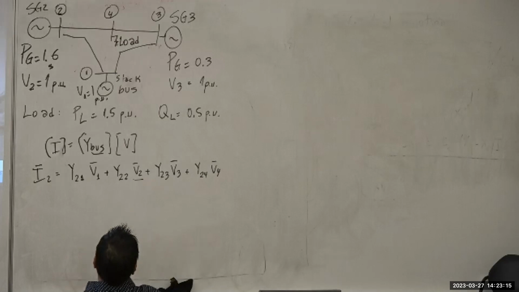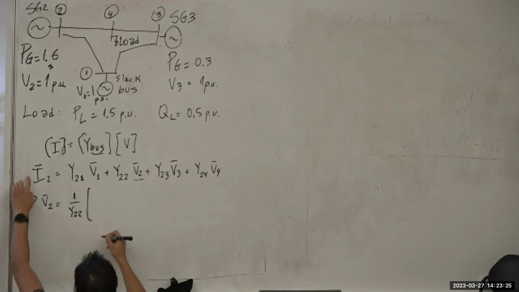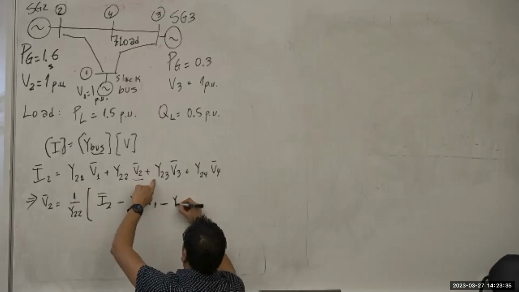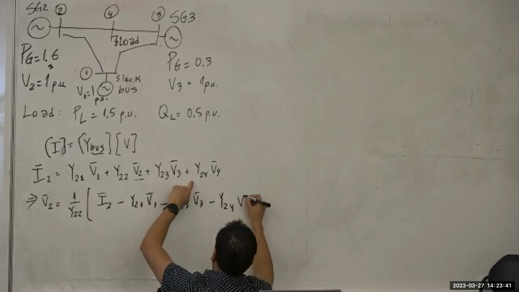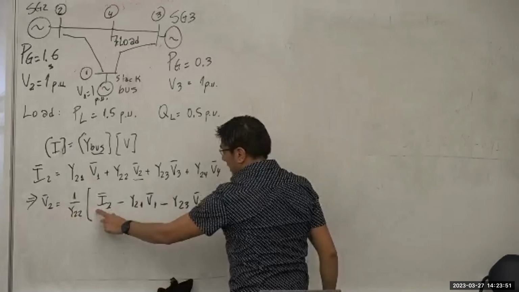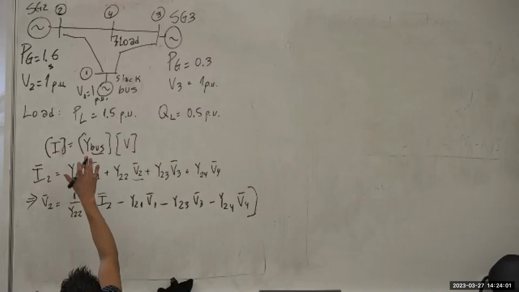So from that equation, V2 is going to be equal to this current minus this term, minus this term, and this one. To solve for this voltage, we need to know how much is this current injected, and the voltages V1, V3, and V4. We are going to have a similar equation for the voltage at bus 3 and 4.